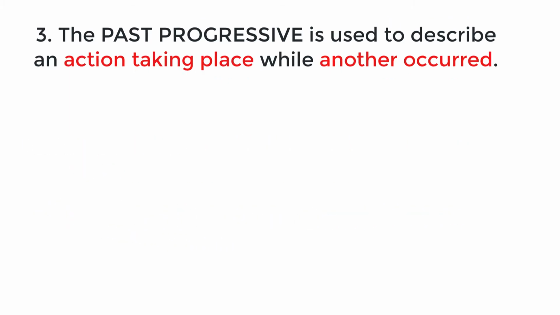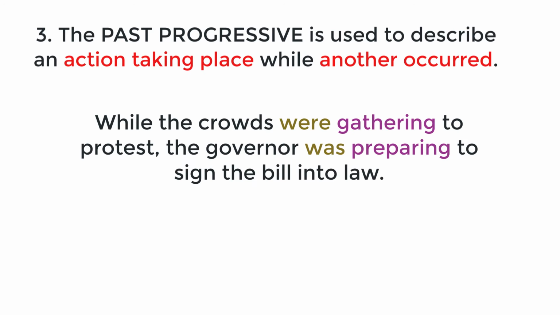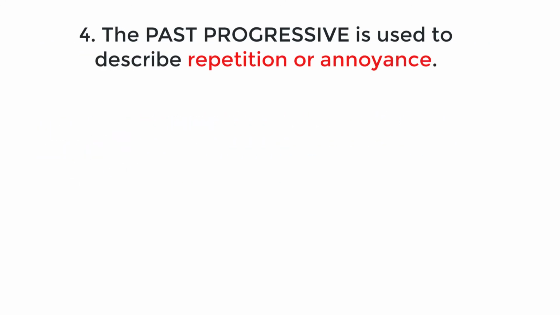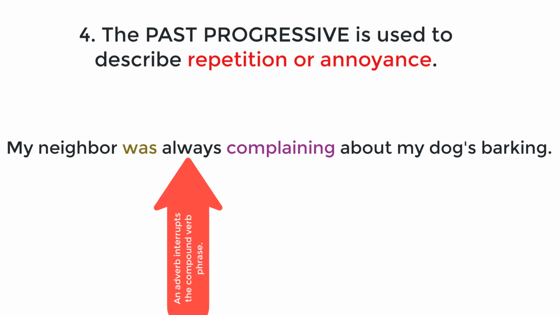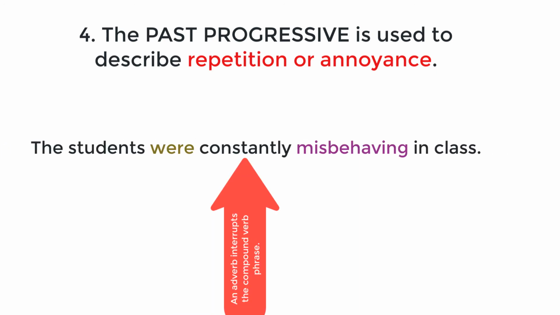Let's look at this example to describe an action that was taking place while another occurred. While the crowds were gathering to protest, the governor was preparing to sign the bill into law. And in the last examples, we can see the past progressive being used to describe repetition or annoyance. My neighbor was always complaining about my dog's barking. The students were constantly misbehaving in class.